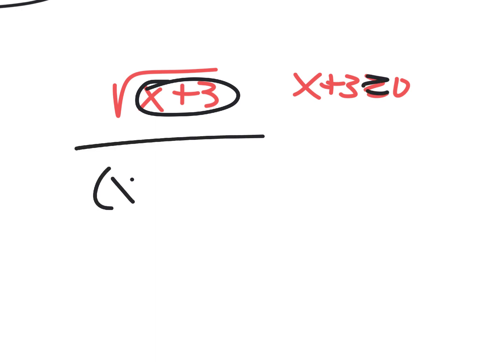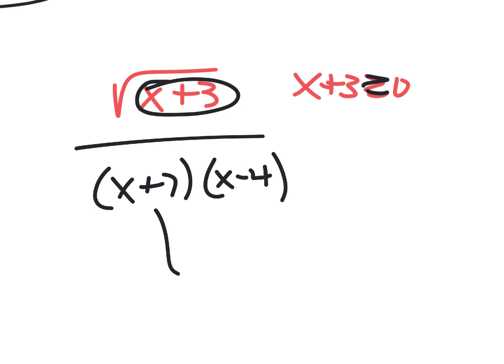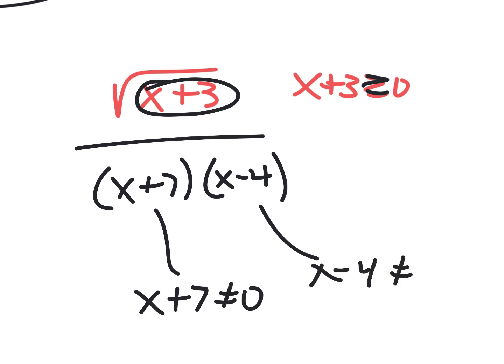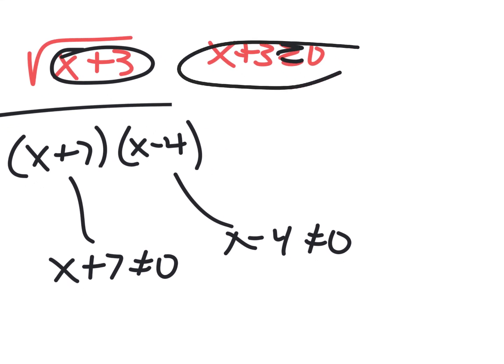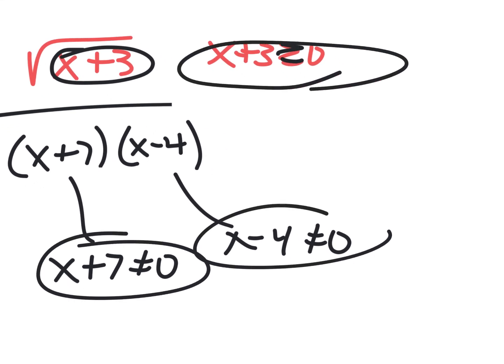Anything on the bottom, like x plus 7 and x minus 4, you set this and this not equal to 0. X plus 7 not equal to 0. X minus 4 not equal to 0. And that's a reminder. I'd put all of those things then, after they're solved, onto a number line to do an implied domain question. Okay, on to number 14.